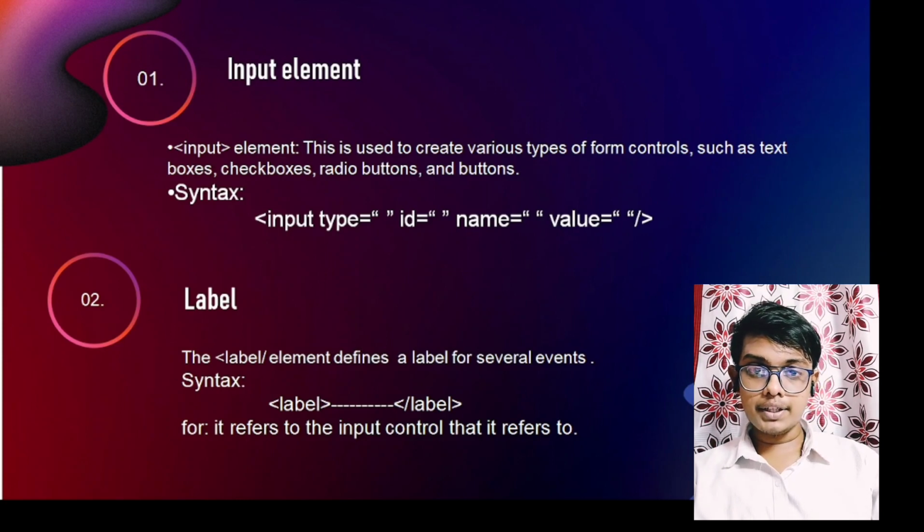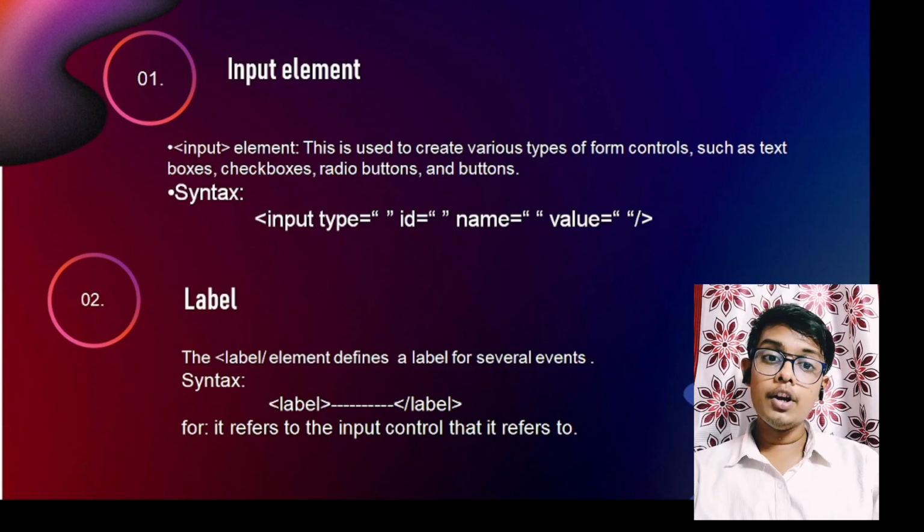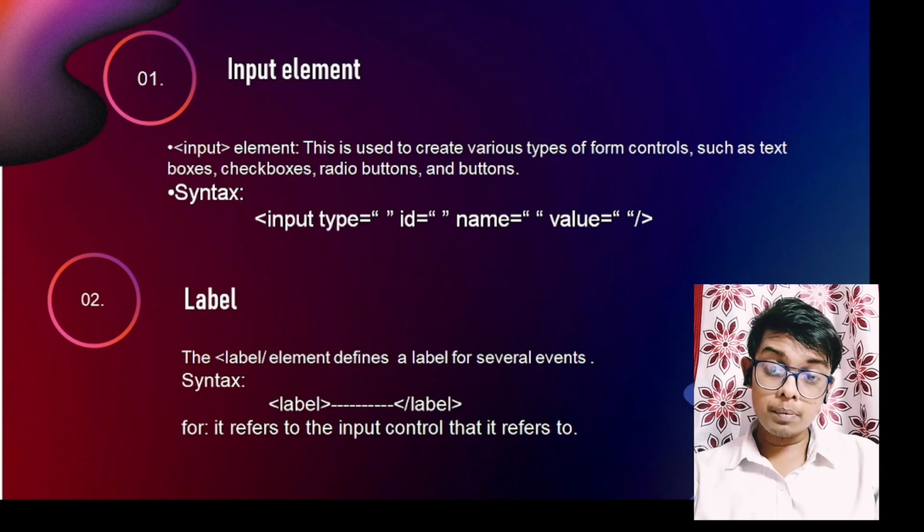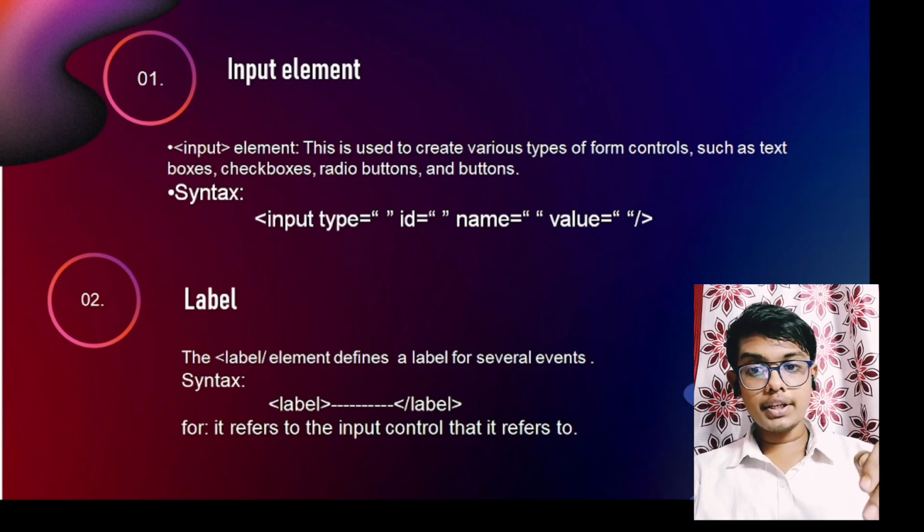Now the second one is label. Suppose there is a text field, but you don't know what to enter or what to do with that input element. With the help of a label, the user can understand what to enter in that text field. In the label, there is one main attribute, that is for. With the help of the for attribute, we can refer to which text field the label belongs to. The id value mentioned in the text field should be mentioned in the for attribute of the label, where for is equal to id. Let's see an example so we can understand clearly.